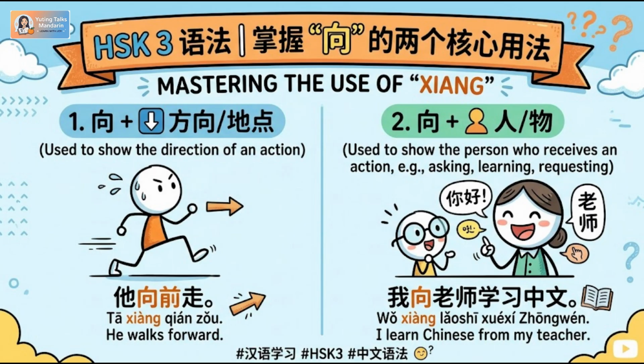Great job! Today we learned the two main uses of xiàng, using it for direction and using it to show the person or object receiving an action. Remember, learning Chinese grammar is not only about memorizing rules. The most important thing is understanding how native speakers use it in real conversations.